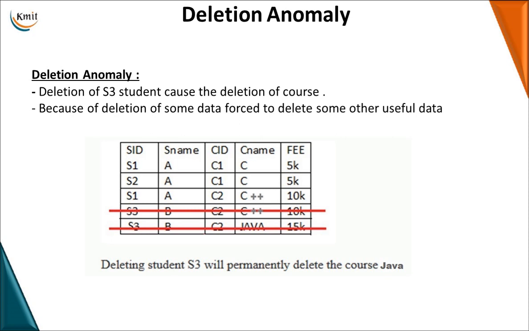Here, for example, if student S3 leaves the organization or otherwise leaves the course, then automatically from the database I have to remove the details of student S3. Now student S3 was the only person who had taken the Java course. When I delete this particular row, the course Java information is totally lost. This is the drawback of putting everything together, or otherwise an unplanned schema.